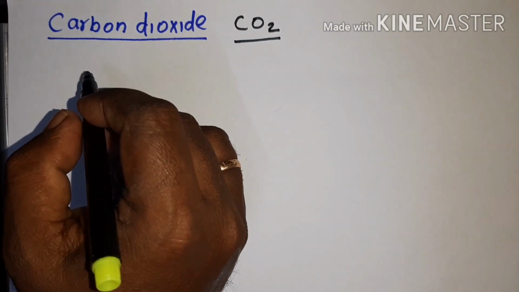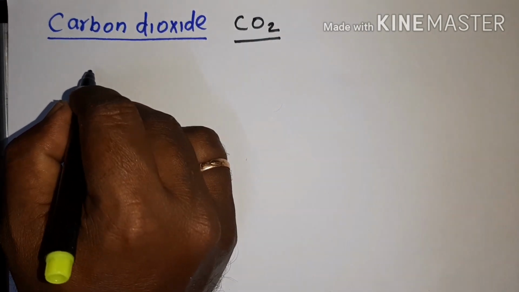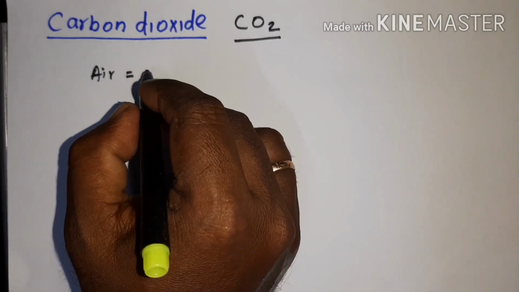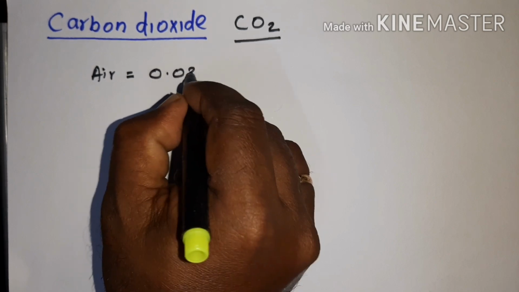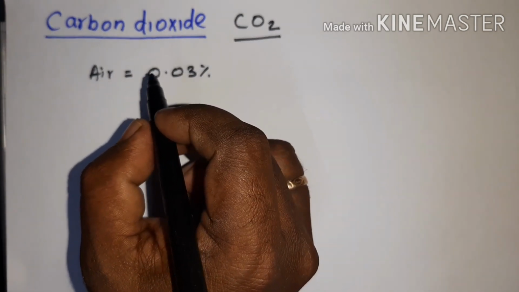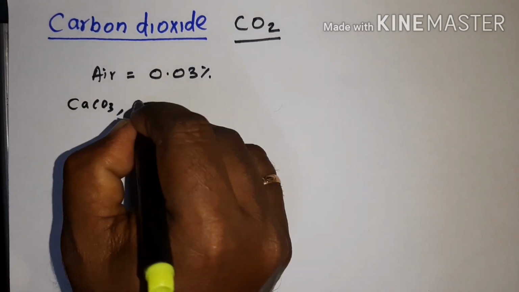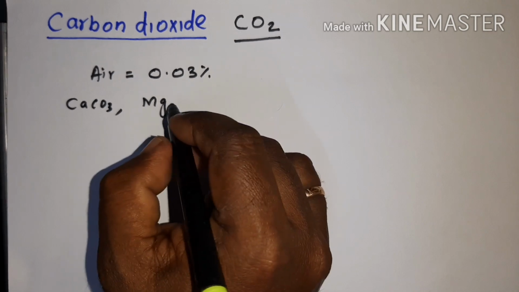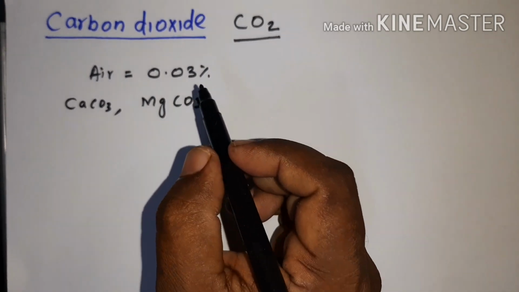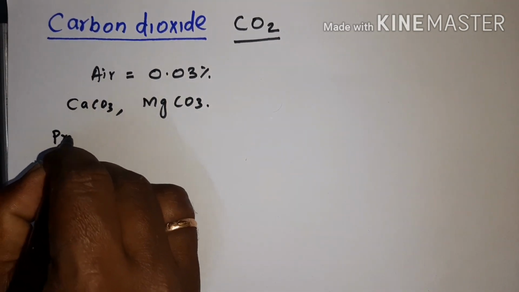It is available in the air. The available percentage of carbon dioxide is 0.03%. Also, it occurs in rock as calcium carbonate CaCO3 and magnesium carbonate MgCO3. Now, preparation of carbon dioxide, that is production of carbon dioxide.